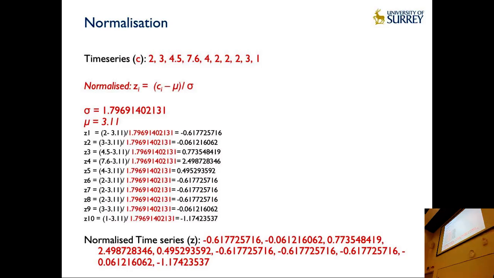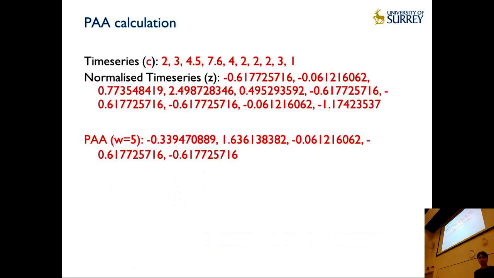But let's say we took our original measurements. These are my sensory measurements. Imagine these were temperature sensors. We created a Z distribution of that data. Once we have the normalized distribution of that data, the next step is doing the PAA.